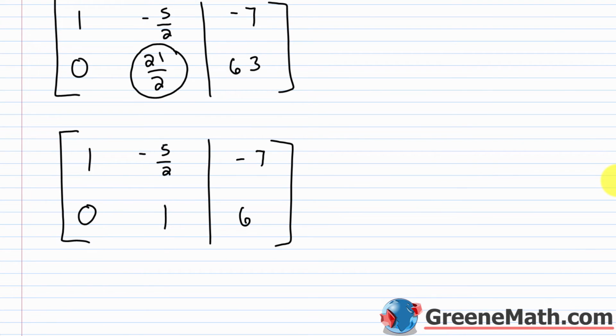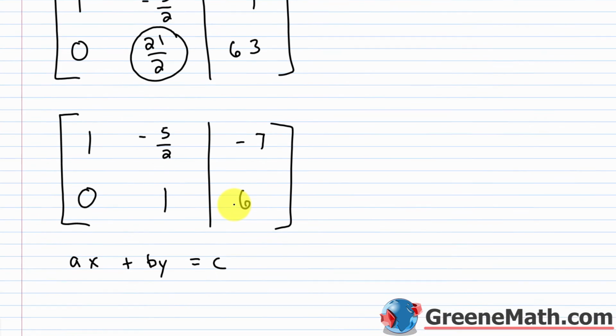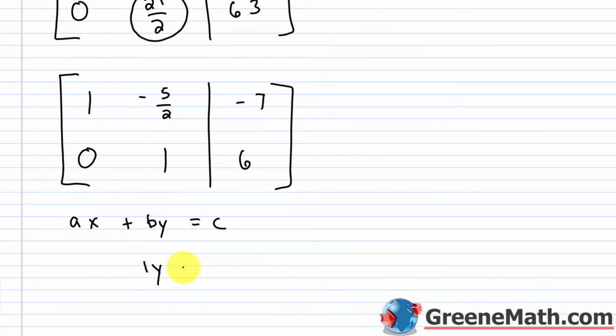Now, what do I have here? Well, I have row echelon form. I have 1s down the diagonal. I have a 0 below. And I have real numbers here, here, and here. So once I'm in that format, I have enough information to get a solution. Remember, this is ax plus by equals c. So forget about this top row. The bottom row is basically 1y is equal to 6. So I know that y here is equal to 6.